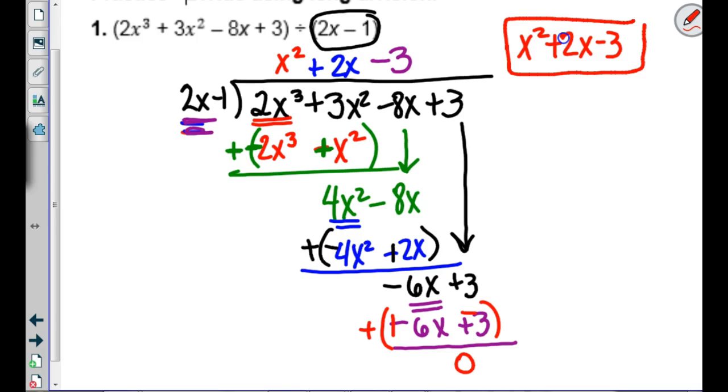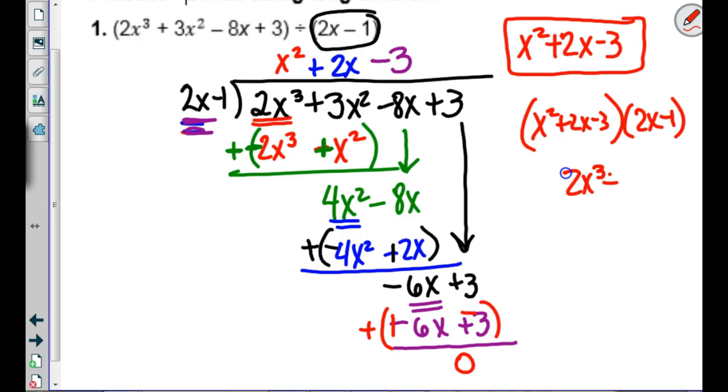How could I do a check if I wanted? I could take that x squared plus 2x minus 3 and multiply through the 2x minus 1, and I should get what? Yes, 2x cubed plus 3x squared minus 8x plus 3. I won't take time to do that, but that's how you would check it, okay?